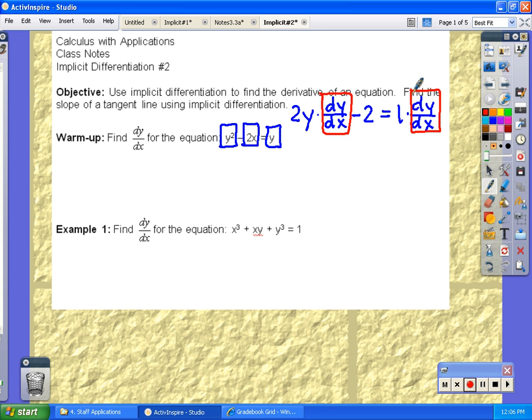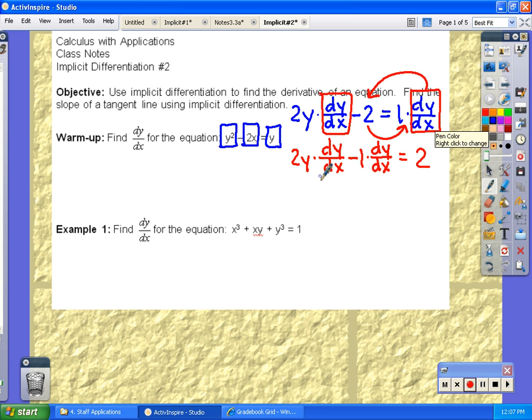What I would recommend is that you subtract the 1 dy over dx and put it on the left-hand side, and add the 2 and put it on the right-hand side. So you would have 2y times dy over dx minus 1 times dy over dx equals a positive 2.